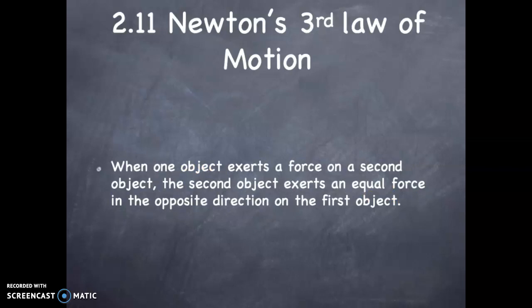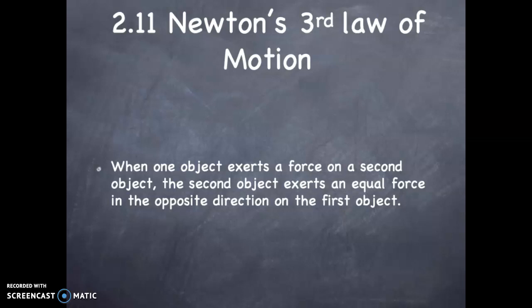Okay, let's go on. Now, Newton, you will find, has three laws of motion. So we'll start with the third law, and then we will work backwards to get the first and the second. The third law: when an object exerts a force on a second object, the second object exerts an equal force in the opposite direction on the first. So forces like this come in pairs. For every action of one kind, there's an equal and opposite reaction of the other kind.